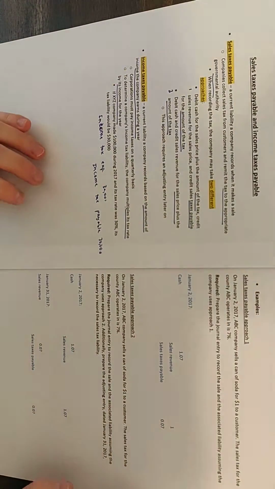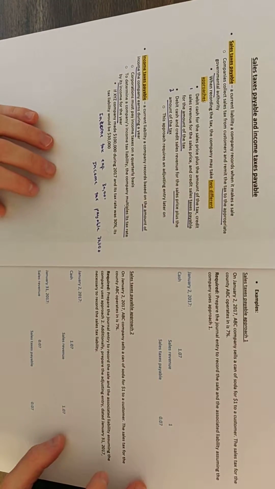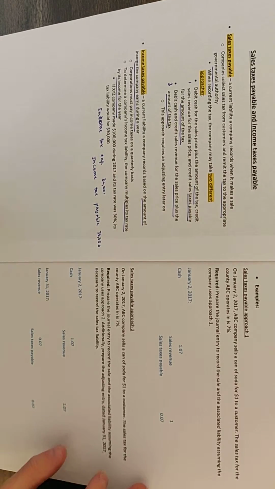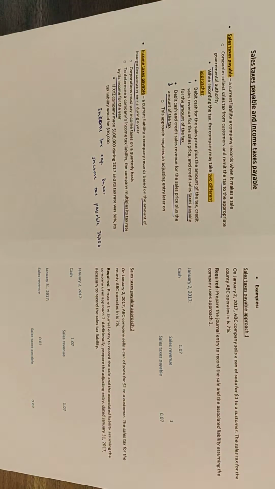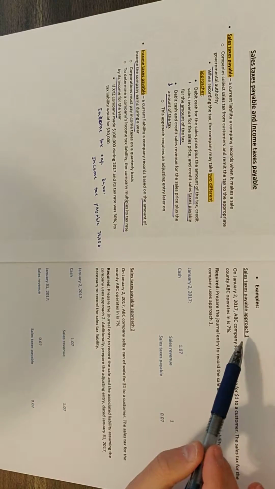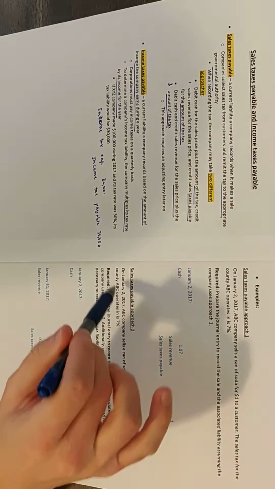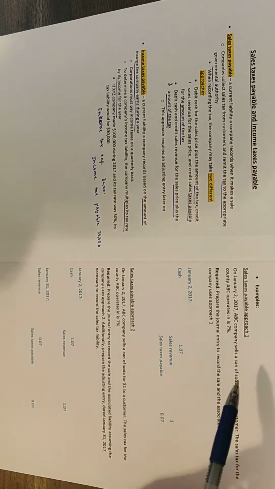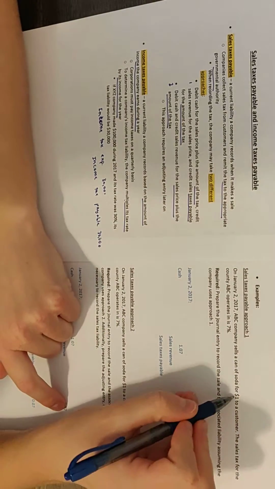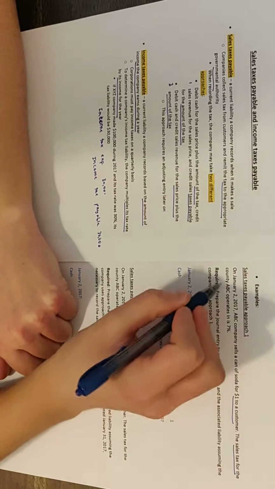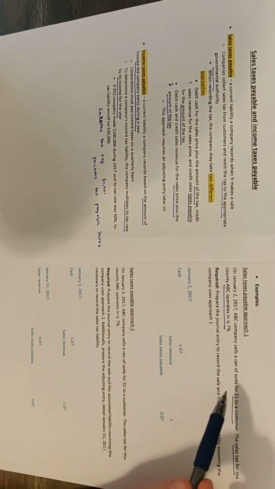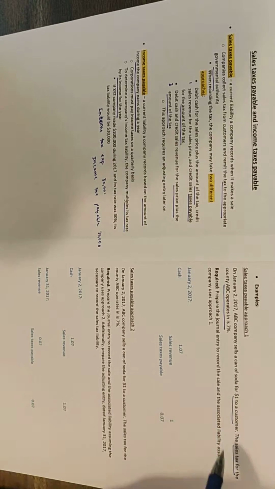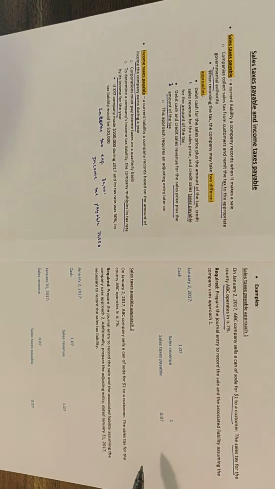Let's just get these both side by side, make sure we can see both of them. They look like they're both in the field of view. So example 1 is going to be sales tax approach 1. Example 2 is just going to be approach number 2. On January 2nd, ABC company sells a can of soda for $1 to a customer. The sales tax for the county that it operates in is 7%. Prepare the journal entry to record the sale and the associated liability, assuming that the company uses approach number 1.